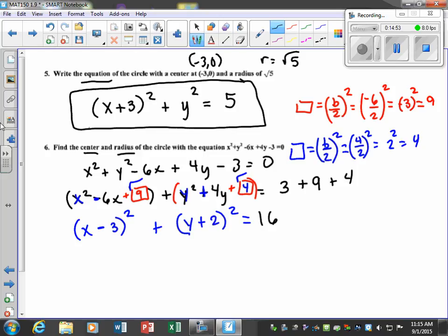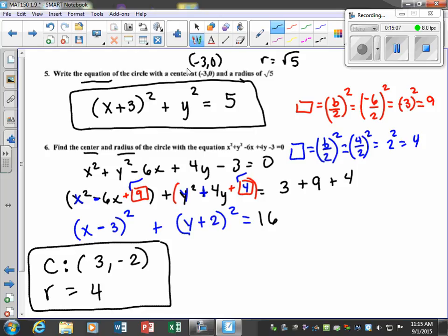Now can you tell me the center and radius? Yes, we're now back to our standard form. So our center is, what's it going to be? 3, negative 2. Good job. And our radius is 4. Awesome. So the difference with this one is it was not given to me in standard form, so I have to complete the square with the x terms, complete the square with the y terms, make sure it's balanced, then come back and name the center and radius.